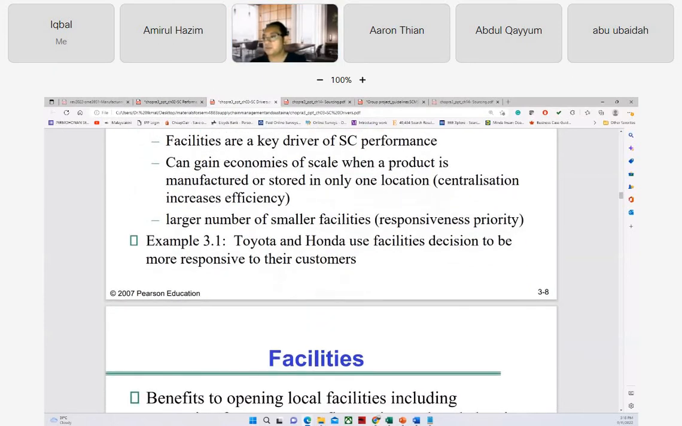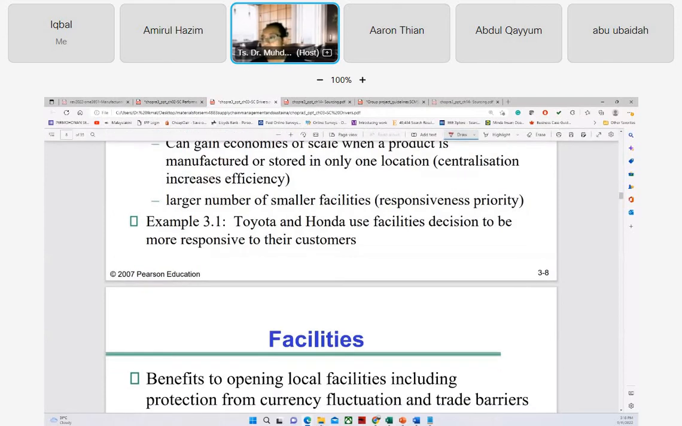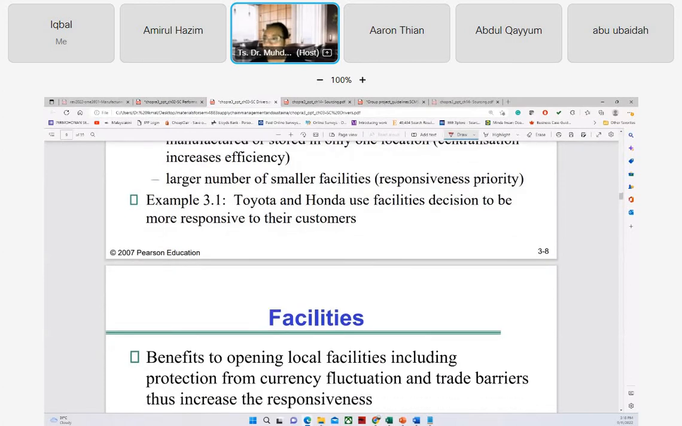So example 3.1, Toyota and Honda use facility decisions to be more responsive to the customer. It depends, right? In Japan, yes, but in Malaysia, oh yeah, we have both. In Malaysia we have Toyota, BMWs, and also Honda Malaysia. So that's the same.